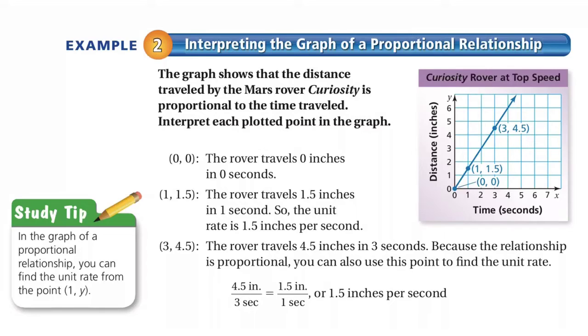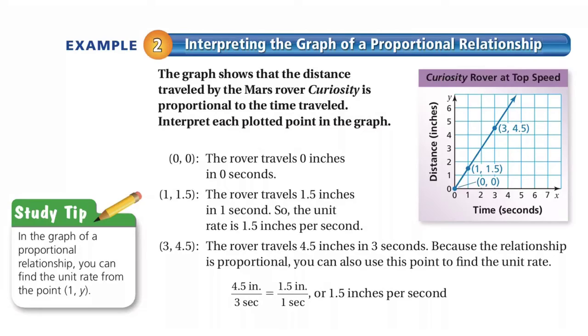For the first point, it doesn't really matter because they're both 0. 0 inches over 0 seconds. So it means the rover traveled 0 inches in 0 seconds. The next point, we say the rover traveled 1.5 inches per 1 second. And finally, we have the third point, the rover traveled 4.5 inches in 3 seconds.